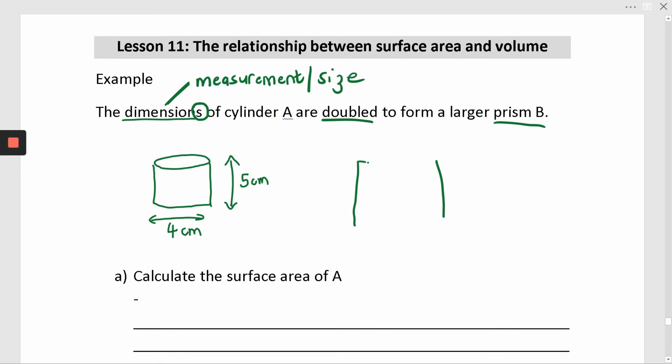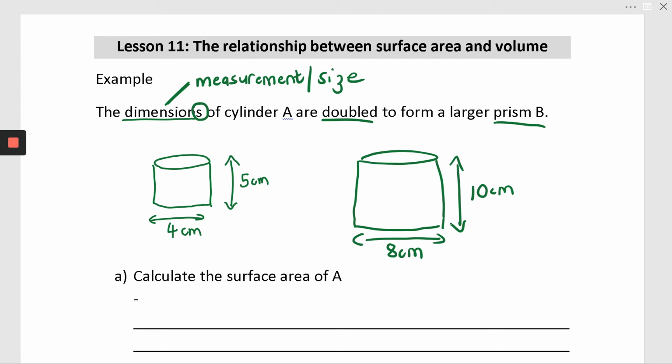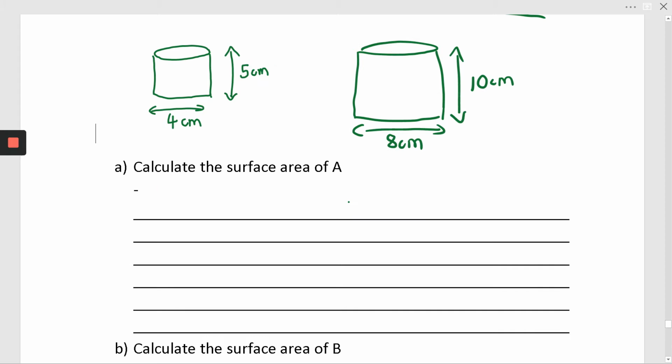The point is that what I need to do is take this height of 5, and I need to turn that into 10. So the thing has gotten taller, but also it has gotten wider, and instead of the 4 that it was over there, my diameter now needs to be 8 centimeters. And in that way, I've now doubled the dimensions, and I'm going to do a couple of tests to see what happens to the surface area and the volume if I do that doubling on both of the dimensions.